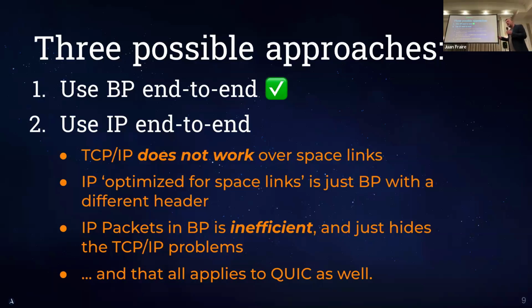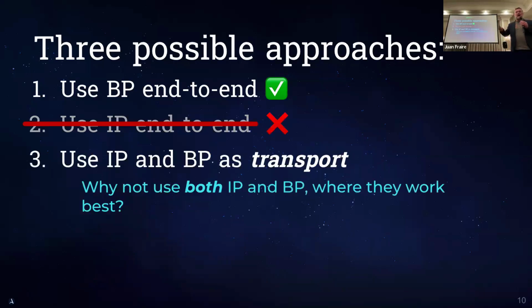Third point, putting IP in BP, it's inefficient because you're double wrapping. And also it just hides the TCP/IP problem. You're putting IP frames in bundles. There's a reason you're doing that, because you've got something running over that IP, and whatever's running over that IP is probably TCP or QUIC. And then you've just hidden the problem. You've still got that congestion control problem, and your protocol's not going to work, because that applies to QUIC as well, is the key point. So I'm going to put a red line through that and say, don't do that.